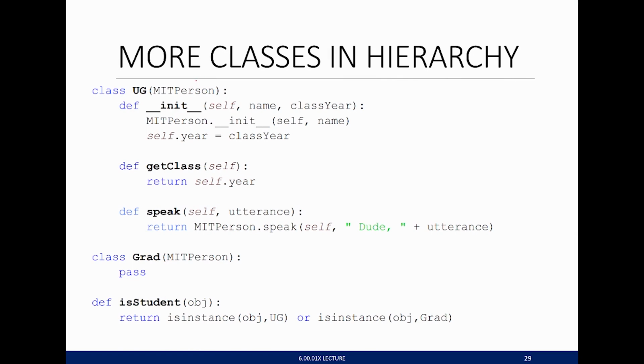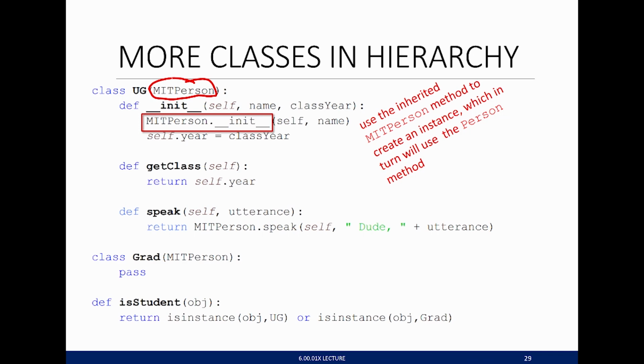And again, I'm going to start building now on top of MIT person, which I remind you inherits from person, which inherits from the base object class. And UG stands for undergraduate. So an undergraduate has a name. It also has a class year. And as I did before, I'm going to use the inherited, in this case, MIT person method to create the instance. Remember that in turn will use the person initialization method to create the underlying instance and then assign a unique ID number to them.